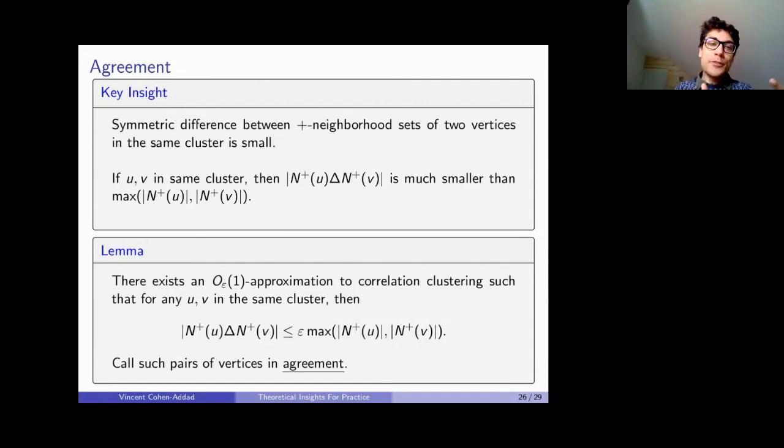and I like to see it this way because I do metric clustering as well, the vectors of the two entries in the adjacency matrix are at very close distance. They are very close in terms of their total norm. So they are very similar; they can differ only by a constant factor. And so what we say is that vertices u, v that have a symmetric difference in their neighborhoods smaller than epsilon times the max of the sizes of the neighborhoods are in agreement. We're going to call them in agreement, and what we really care about are vertices that are in agreement.